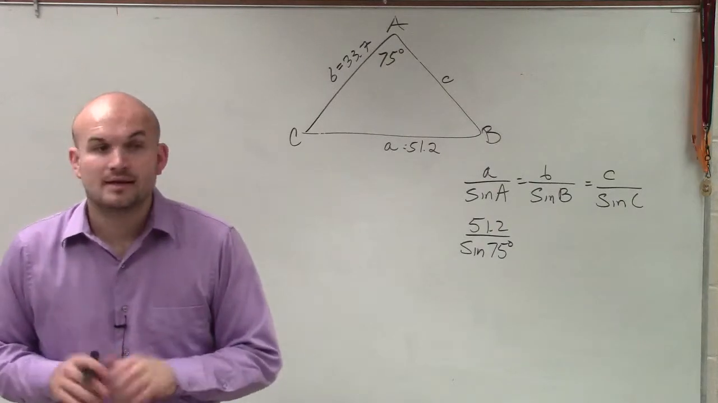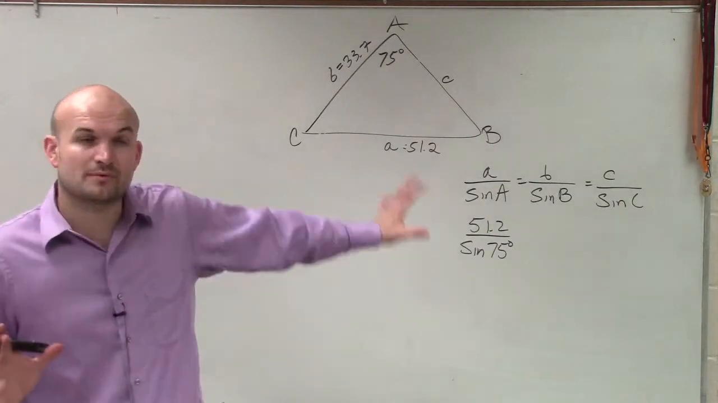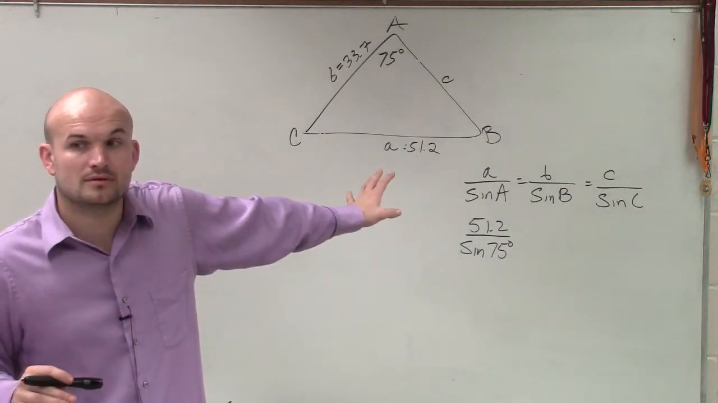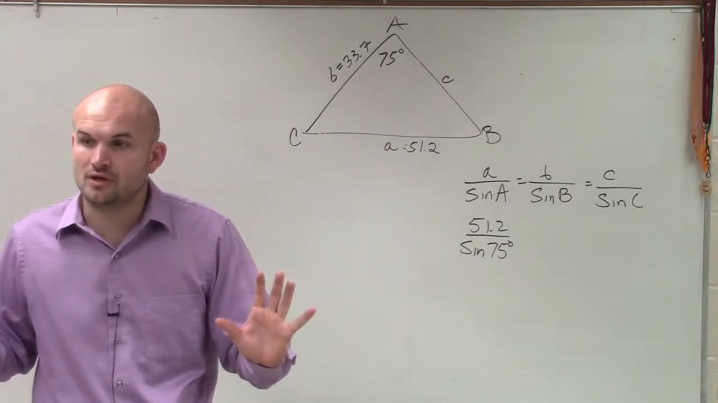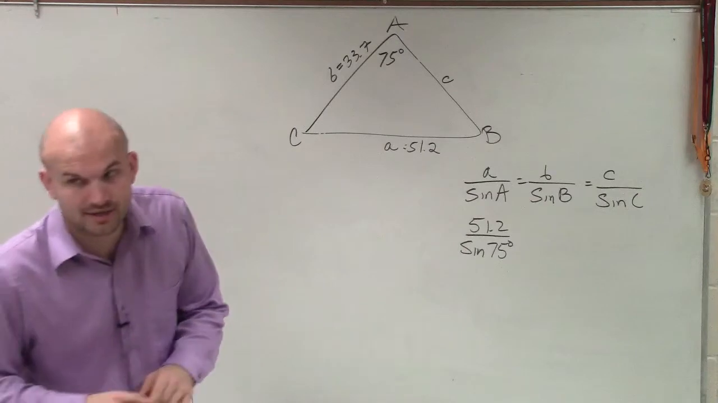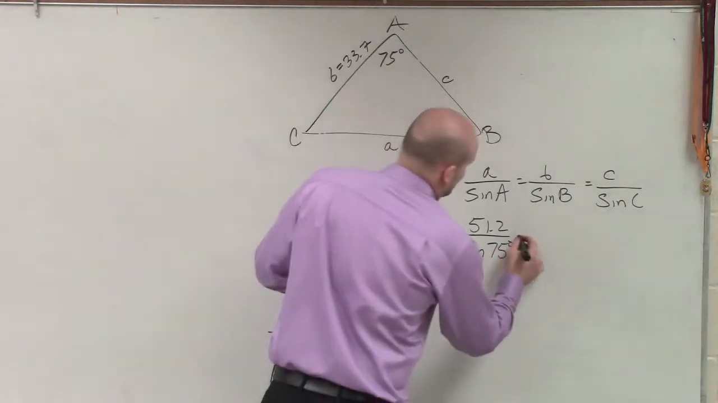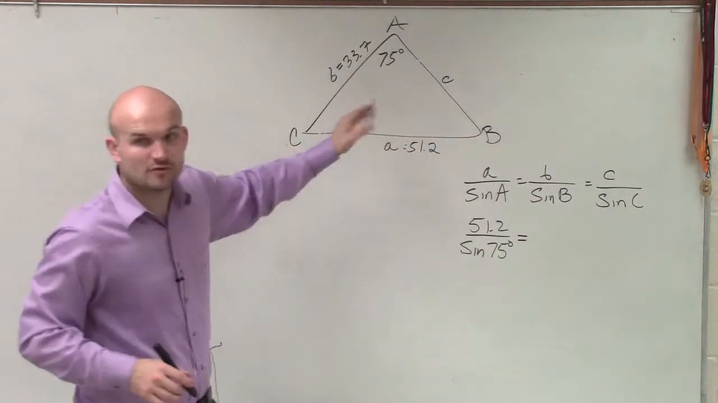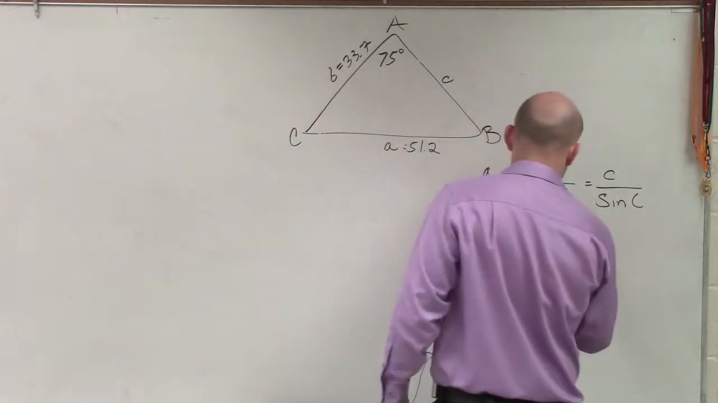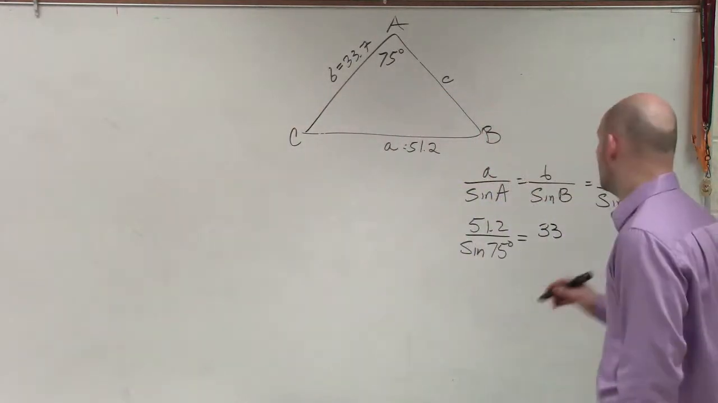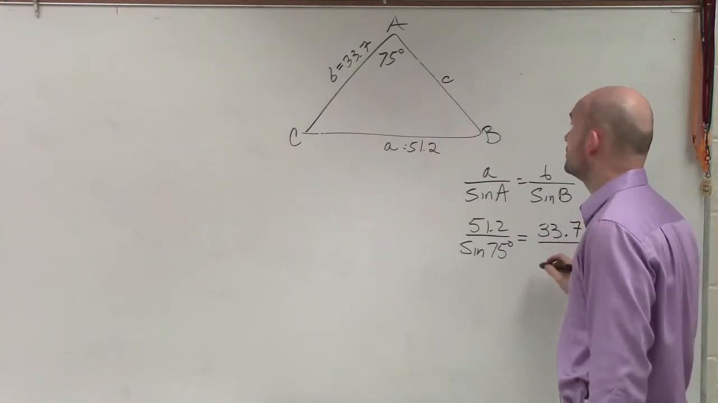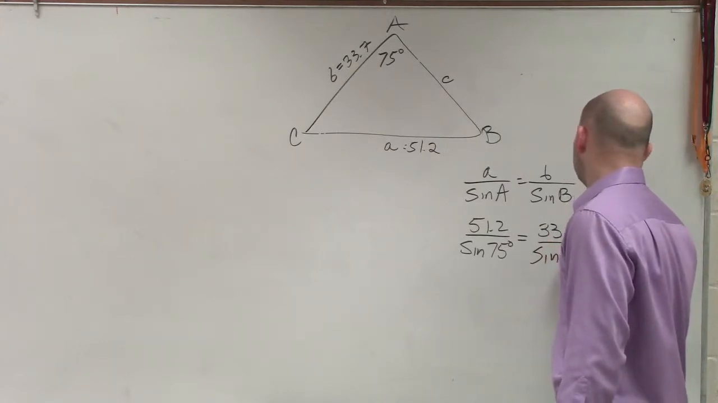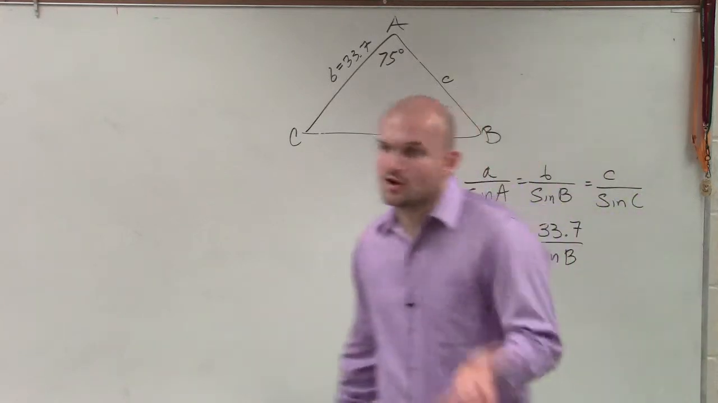Okay? Now, there's one thing you guys have to be very careful with. When you're only given one angle, and it's acute, you have to be careful of an ambiguous case, which I'll talk about here in a second. So anyways, let's go ahead. Our other relationship is over B. So I have 33. I don't have anything for C, right? 33.7 over the sine of B. So now we're solving for our angle B.